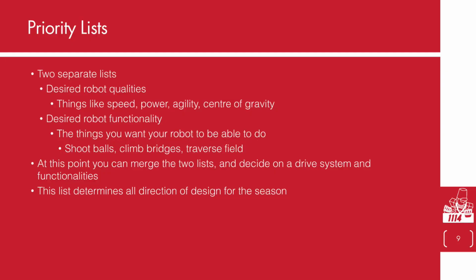And so these are the reasons why it's important to have a priority list. I like to have two separate ones. I like to look at robot qualities and robot functionality separately.